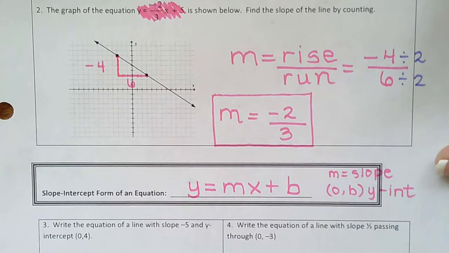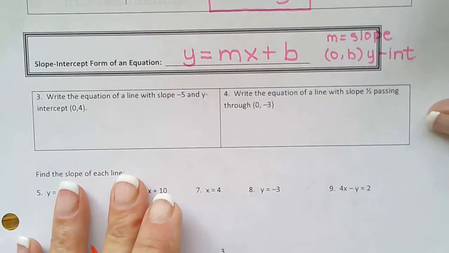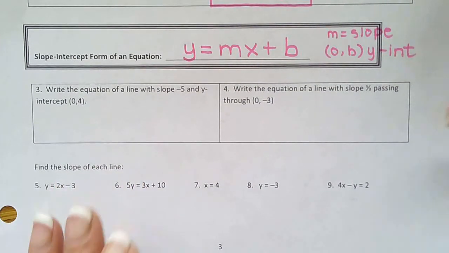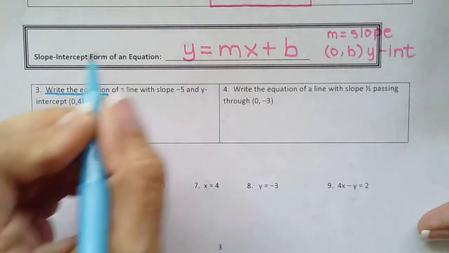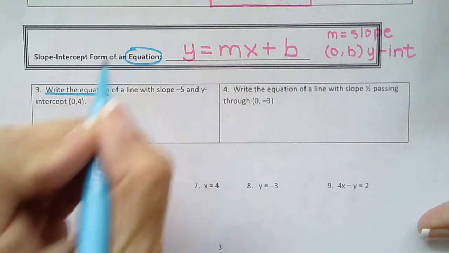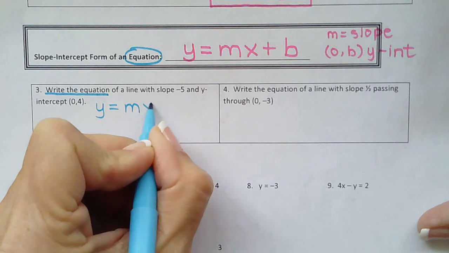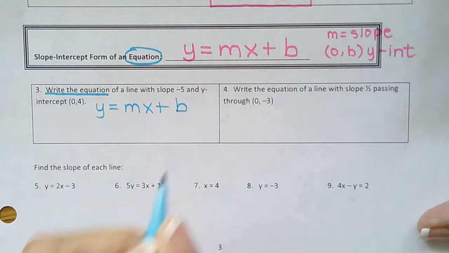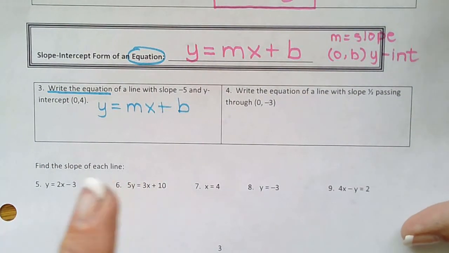Okay, so this next set is just going a step further than what we've already done. Write the equation of a line with slope -5 and a y-intercept of (0, 4). So the minute I see equation, this is what I think: y equals mx plus b. They want me to write an equation and input the numbers they've given me. We'll take a look at what they've given me.